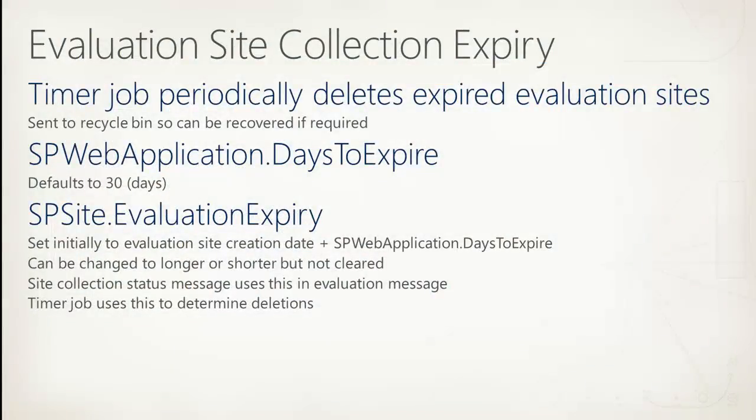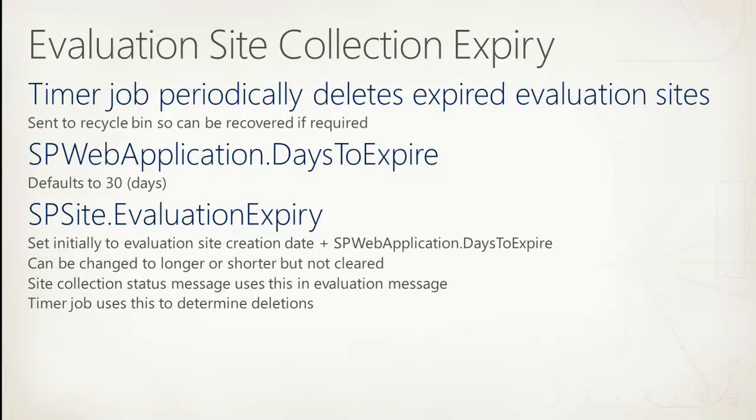So, evaluation site collection expiry. The way this works is it's sent to the recycle bin, as I've already mentioned a couple times, but it has this value on the web application called days to expire. And you specify how many days until the site collection expires. When we go to create the evaluation site, it takes, in code, the particular time that I've created this copy, adds in the days to expire value, and then says that's the new date. That's the date it will expire on.